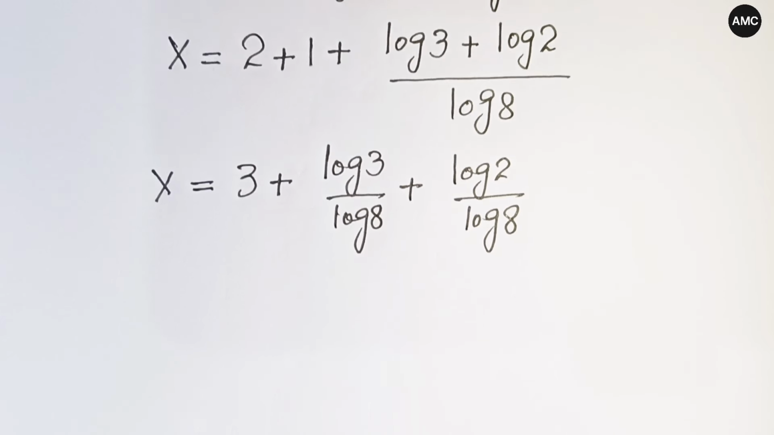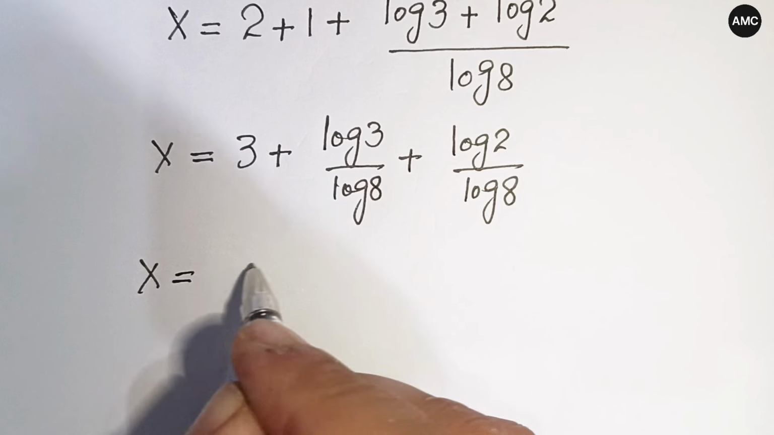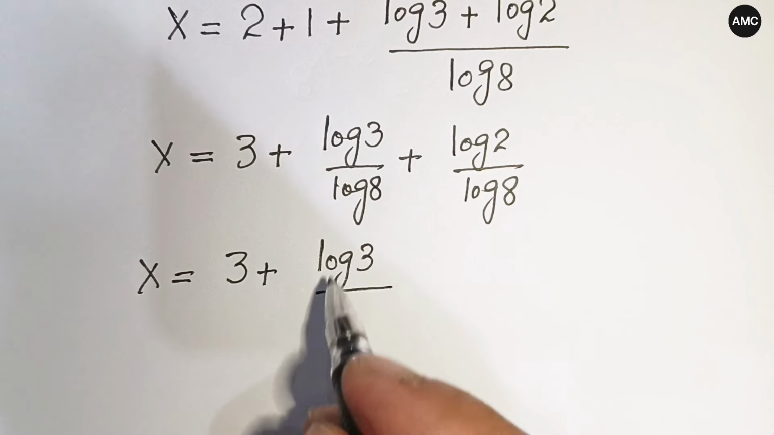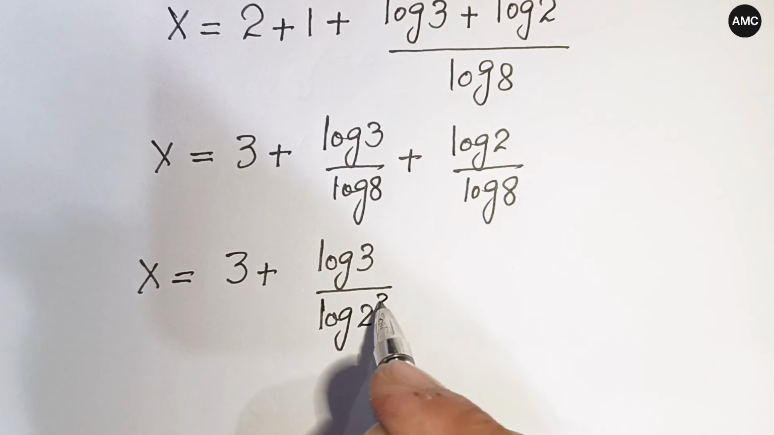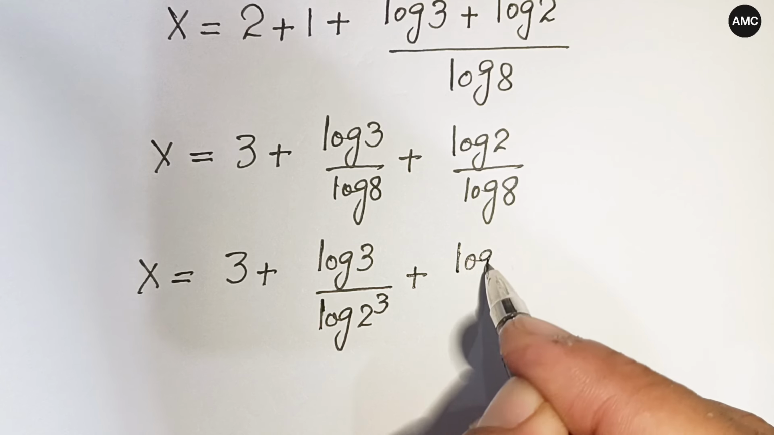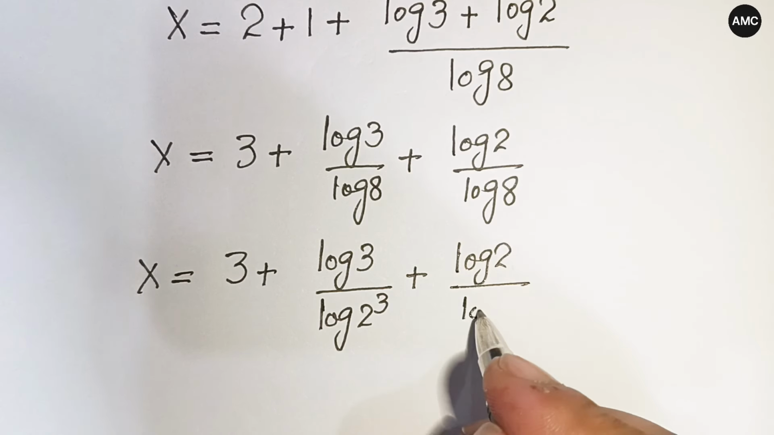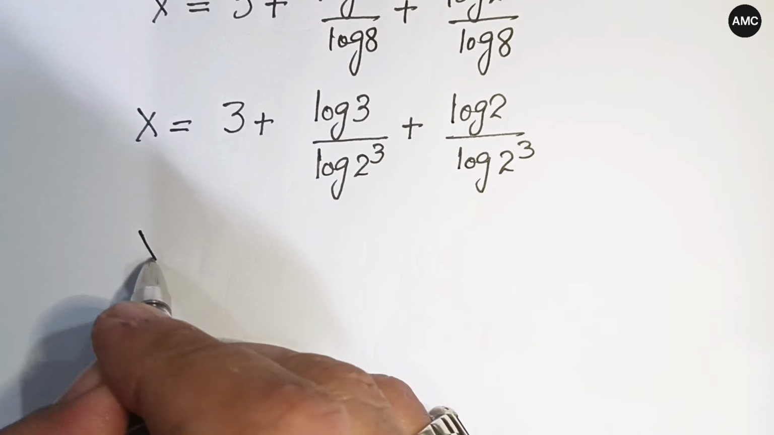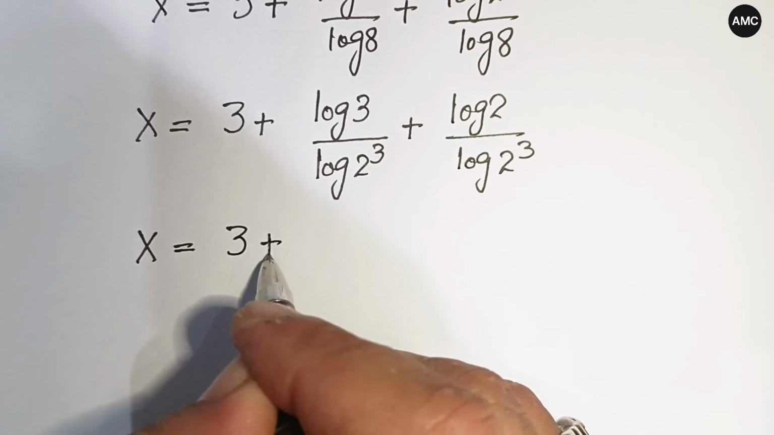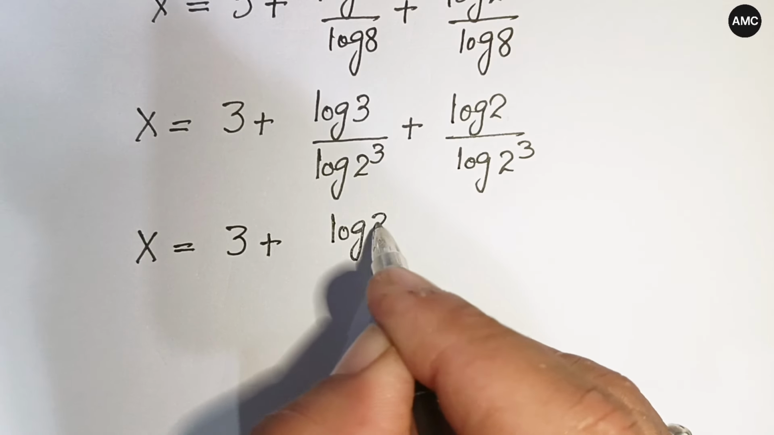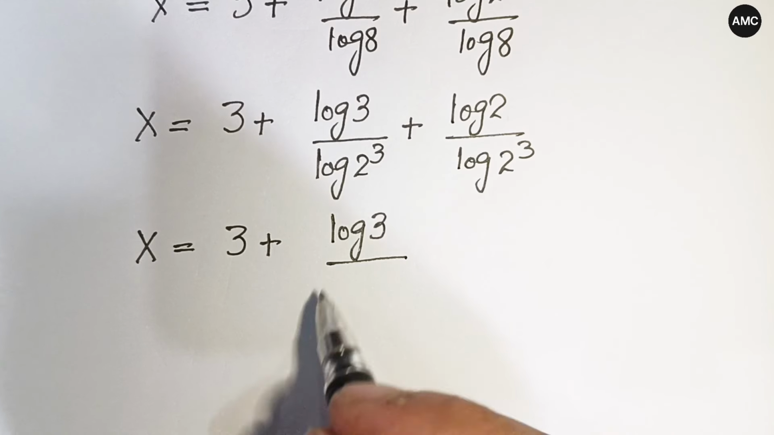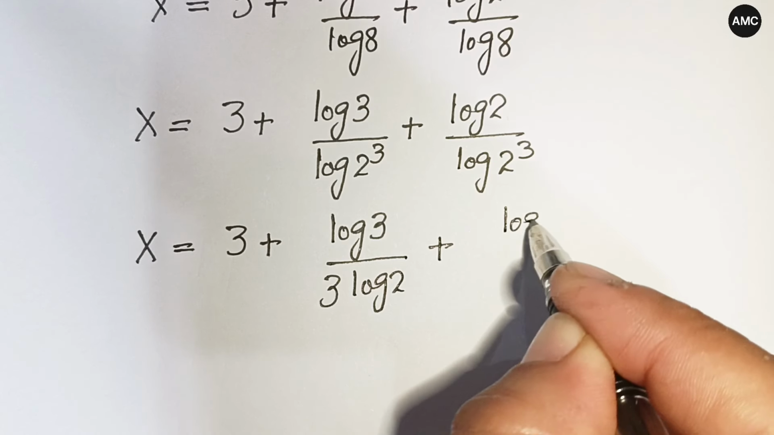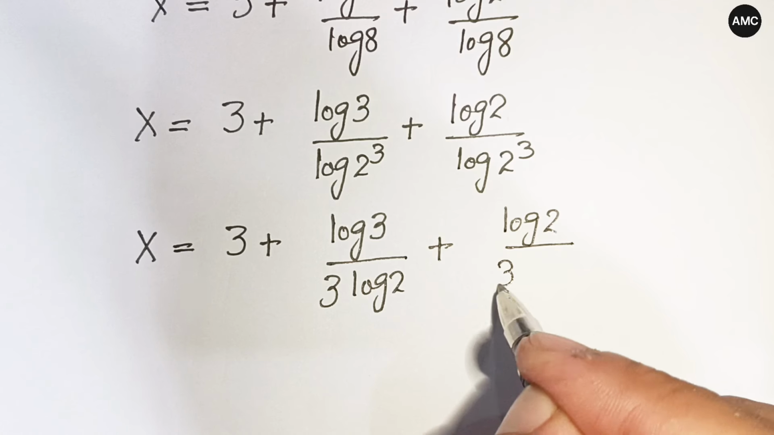Now our next step is x is equal to 3 plus log 3 over log 8, which can be written as log 2 cubed, and here log 2 over log 2 cubed. Now x is equal to 3 plus log 3 over, applying the logarithm power law, we get 3 log 2, plus, again using the same law in the denominator, we get 3 log 2.